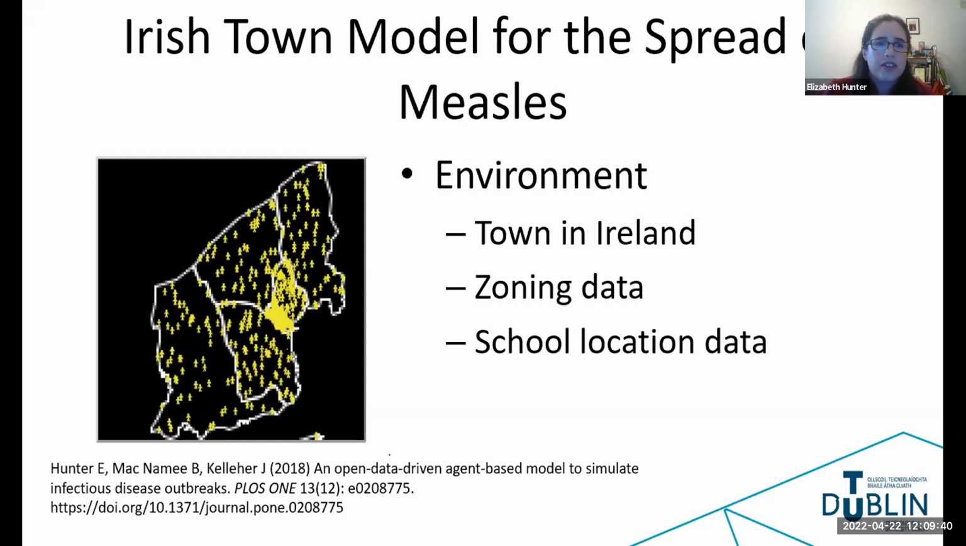And what the town is made up of, these white outlines are what are called small areas, and they're from the Irish census, the smallest geographic area over which the census is aggregated. So we take these to make up our town, and within those small areas, we also have some zoning data. So we have commercial and residential areas. So agents' homes are located within residential areas, and they work in commercial and industrial areas. And then we also use school location data to find the exact locations of primary and secondary schools within the town.